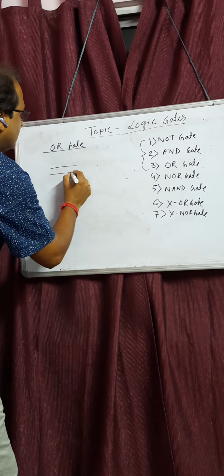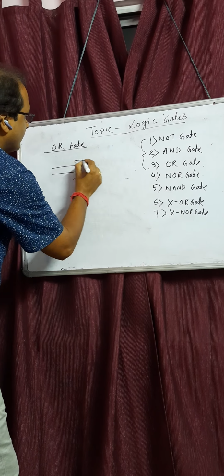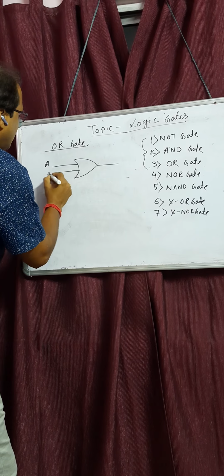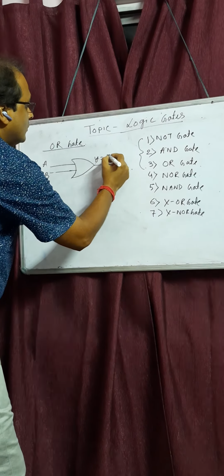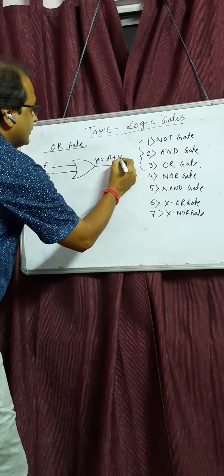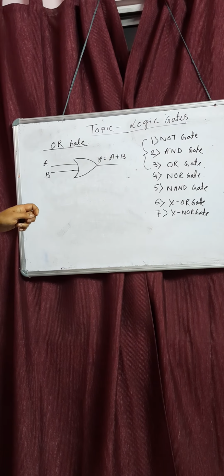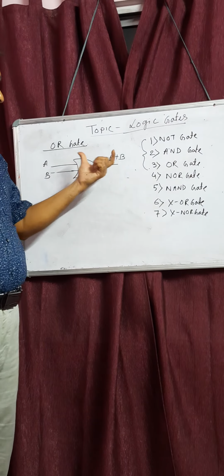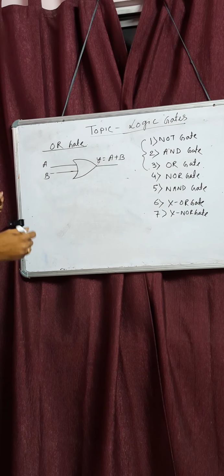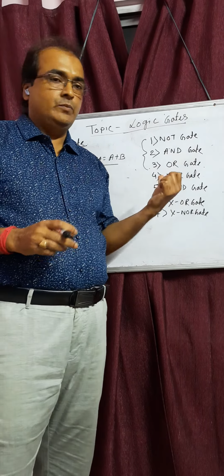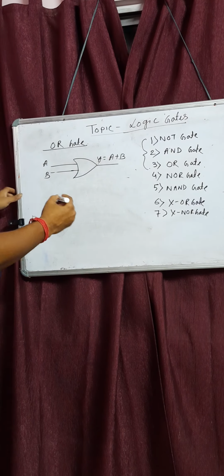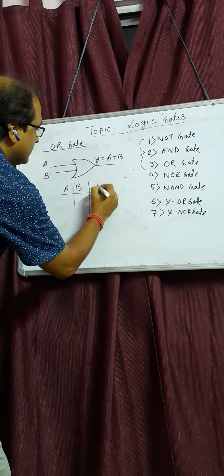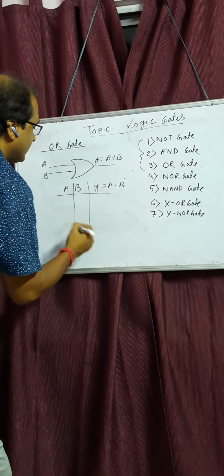So two inputs are there, like this: A and B, and output Y is equal to A plus B. So the OR gate gives the output A plus B. Now for these two inputs, when we apply them, the possible input combinations are 4. Two inputs are there, A and B. Output will be Y is equal to A plus B.